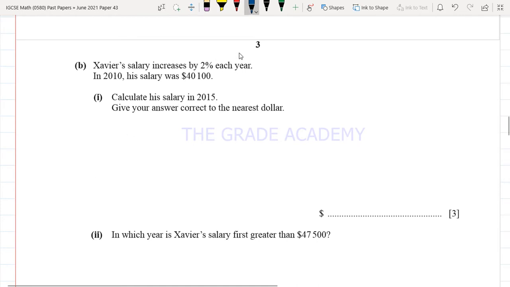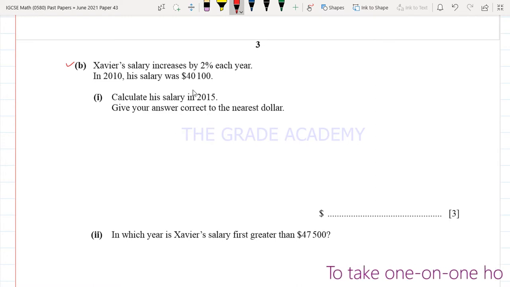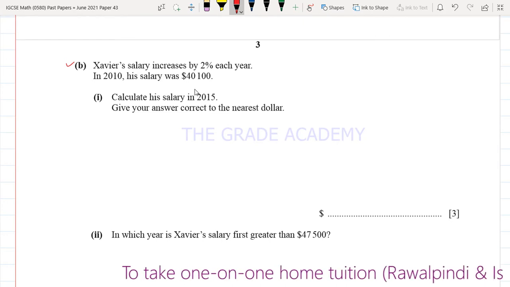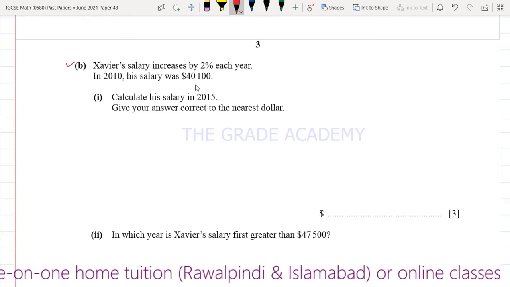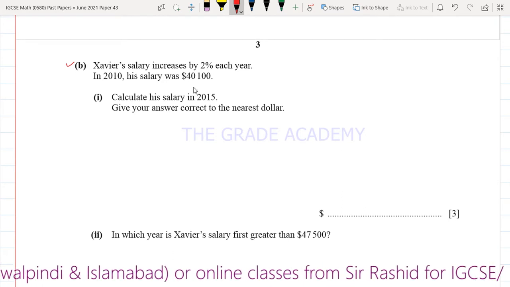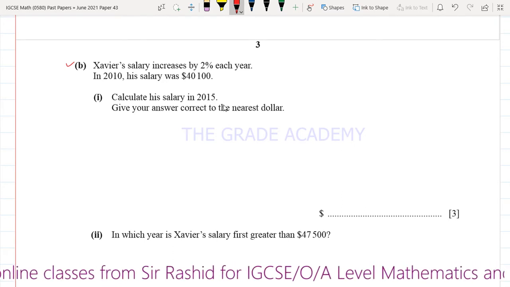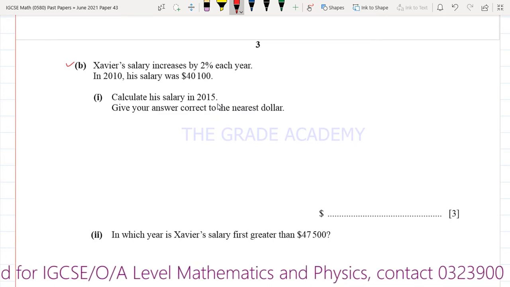So now we move on to part B of question number 1. Xavier's salary increases by 2% each year. In 2010, his salary was $40,100. Calculate his salary in 2015. Give your answer correct to nearest dollar. The original salary that Xavier gets in 2010 is $40,100. Now we have to calculate his salary after 5 years, that is his salary in 2015.